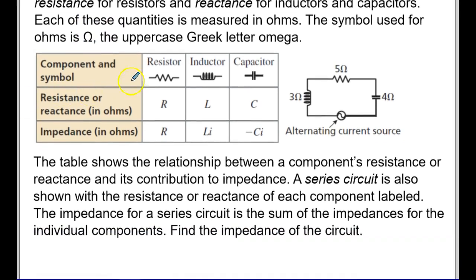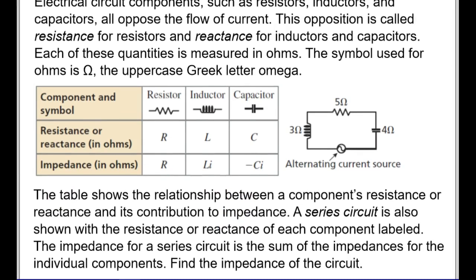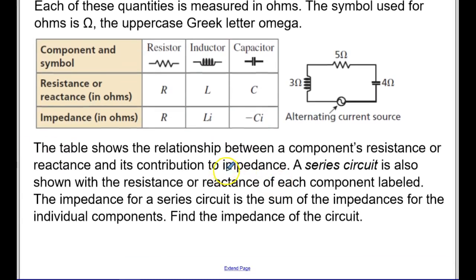Okay, so now here we've got our little table of what we're looking at and our picture. So this table shows the relationship between a component's resistance or reactance and its contribution to impedance. This is the, right, it slows it down. That's what we're talking about. It opposes the flow of current, so it slows it down. That's what impedance is. So a series circuit, which we have here, is also shown with the resistance or reactance of each component labeled. So the impedance is the sum, so there's the math word that I know we're going to need to use here, so I'm adding, of the impedances for the individual components.